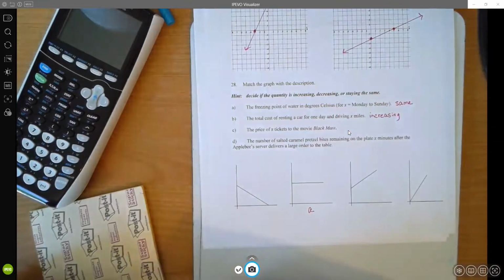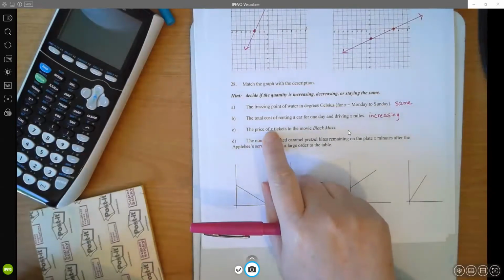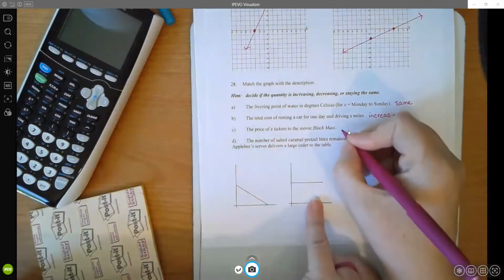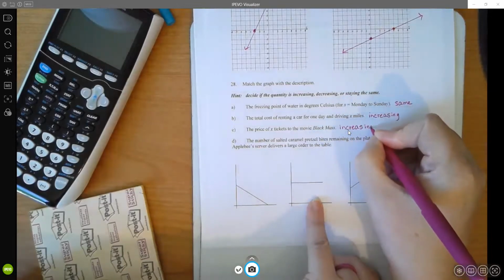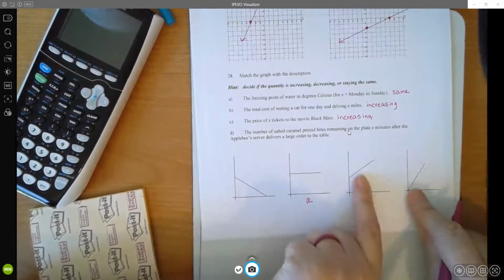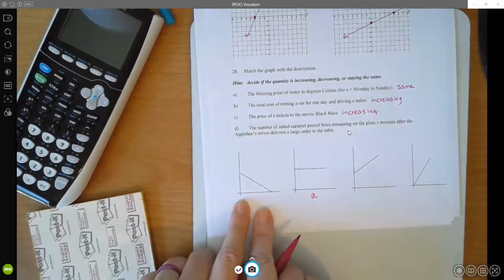The price of X tickets to the movie Black Mass. Well, the ticket price wouldn't change, but it's saying the price of X tickets. So if I buy 1 ticket, then 2 tickets, then 3 tickets, then X tickets, the number of tickets changes. And the more tickets I buy, the more it's going to cost. So that would be increasing as well. So there's my 2 increasing. I need to decide which of these 2 is B and which is C. And so if that's A, these are B and C, that leaves this one to be D.